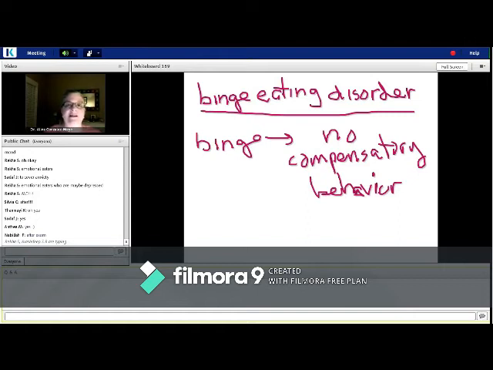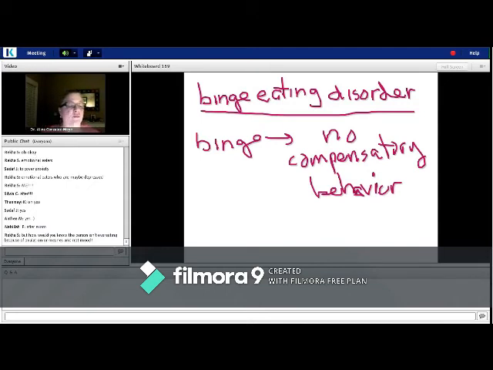So all of us eat because of mood, because of anxiety, because of stress. But with these individuals, it's not necessarily linked to the mood. You just eat because you eat. So you've got to do it a lot. That's binge eating disorder.